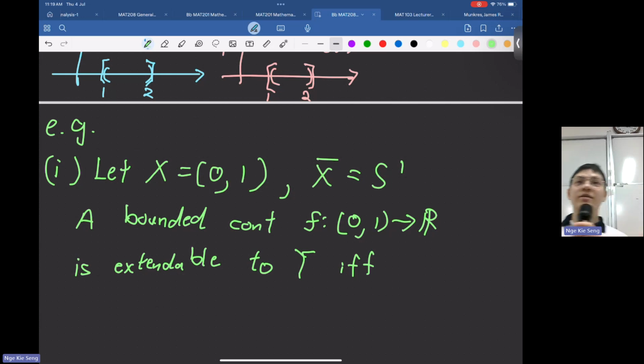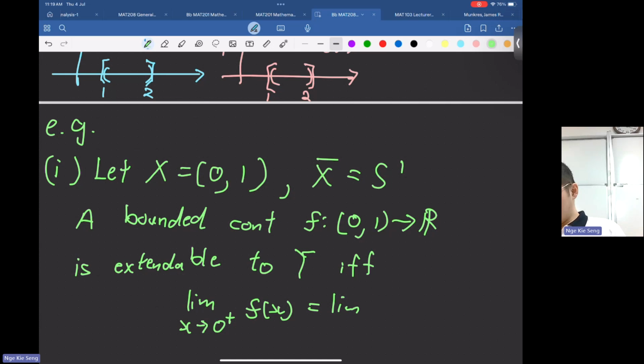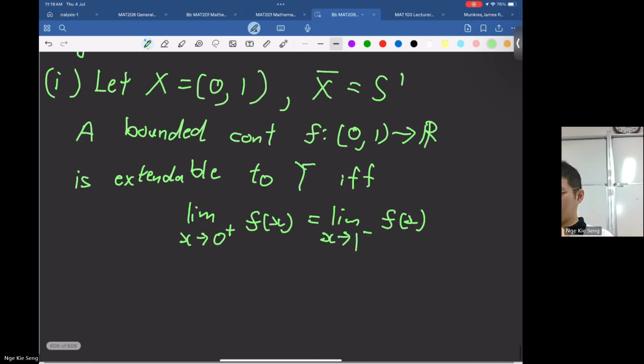So meaning what? You need to have your limit going to 0 plus, from the right hand side, equal to the limit from the left side going to 1, so that you can fill the top. Does it make sense? Well, you can think of it like this.